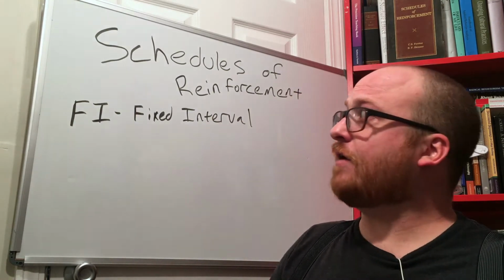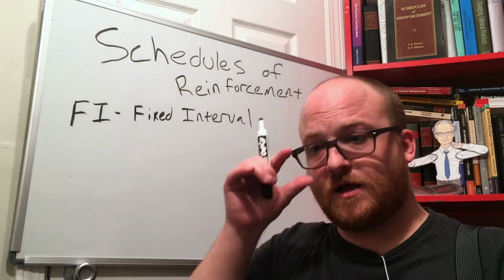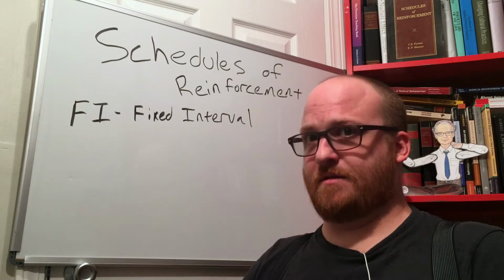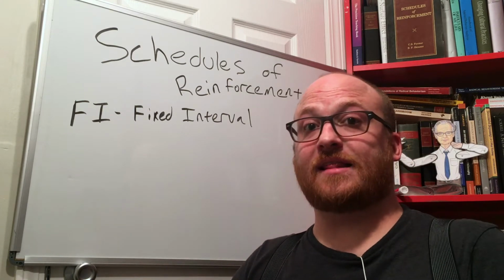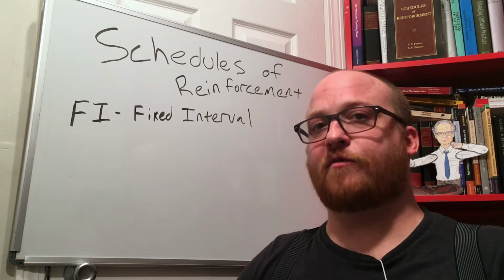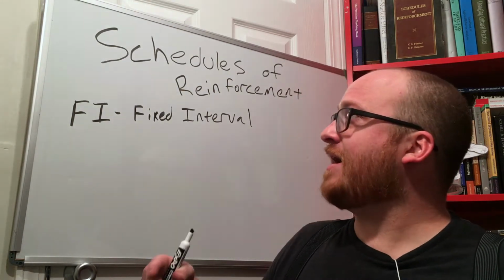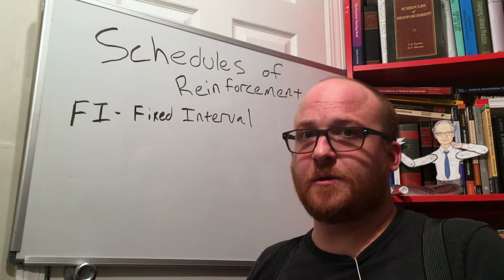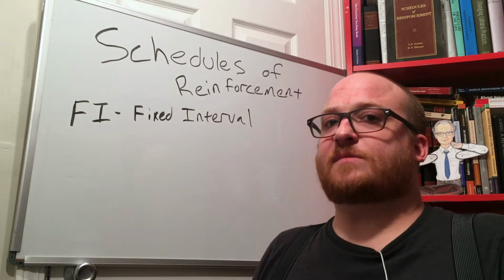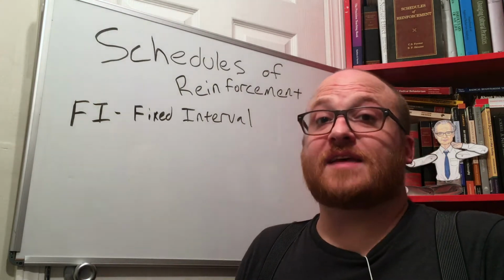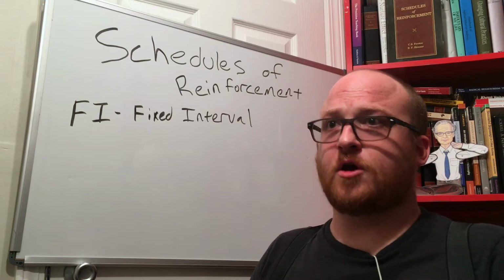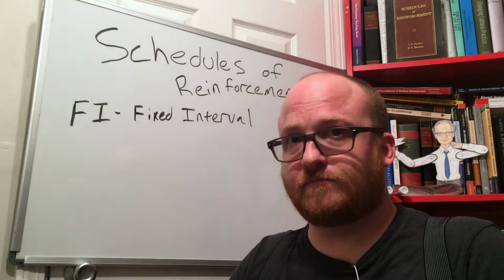So what we have here, an FI 1 minute, means after reinforcement, we will wait 1 minute. After that 1 minute has elapsed, the next behavior will be consequated with reinforcement. So we might have an FI of 1 minute, and after that 1 minute elapses, the organism does not respond for 30 seconds. After 30 seconds, a behavior occurs, boom, reinforcement.